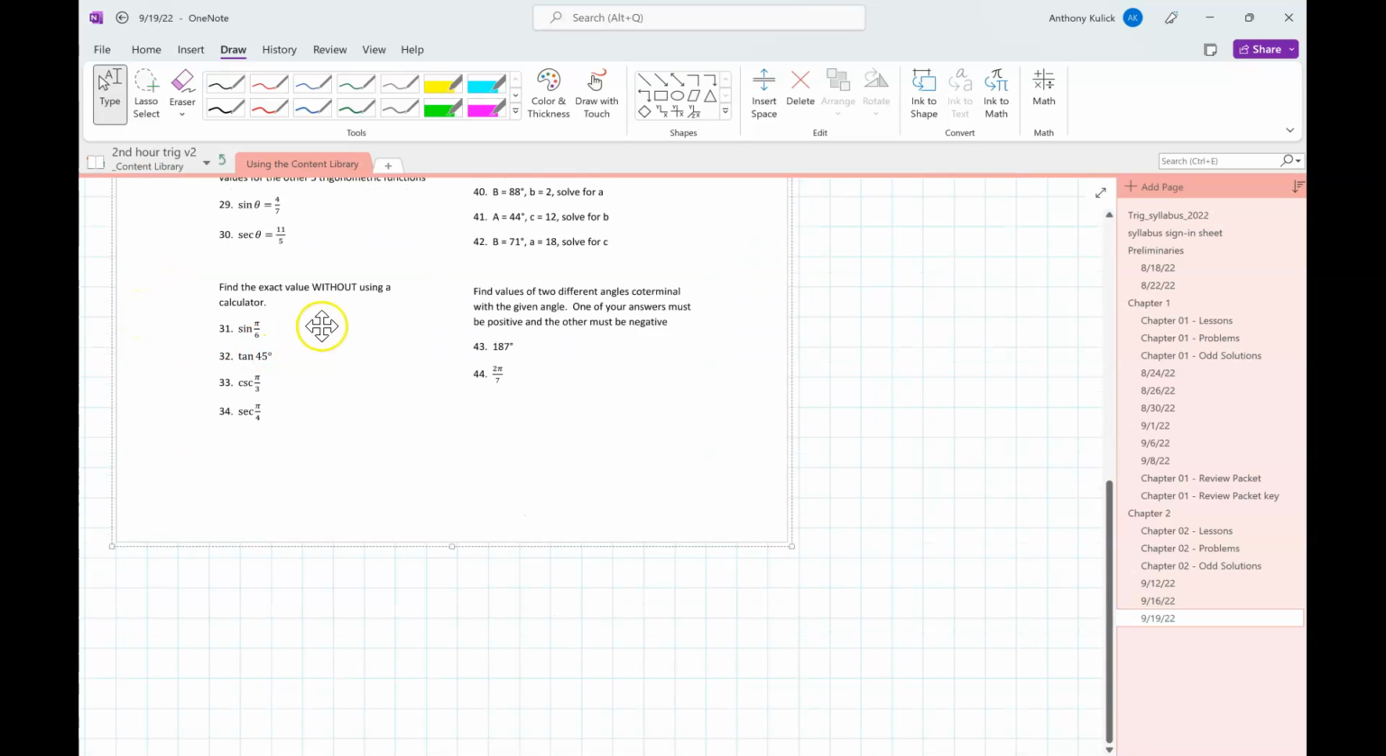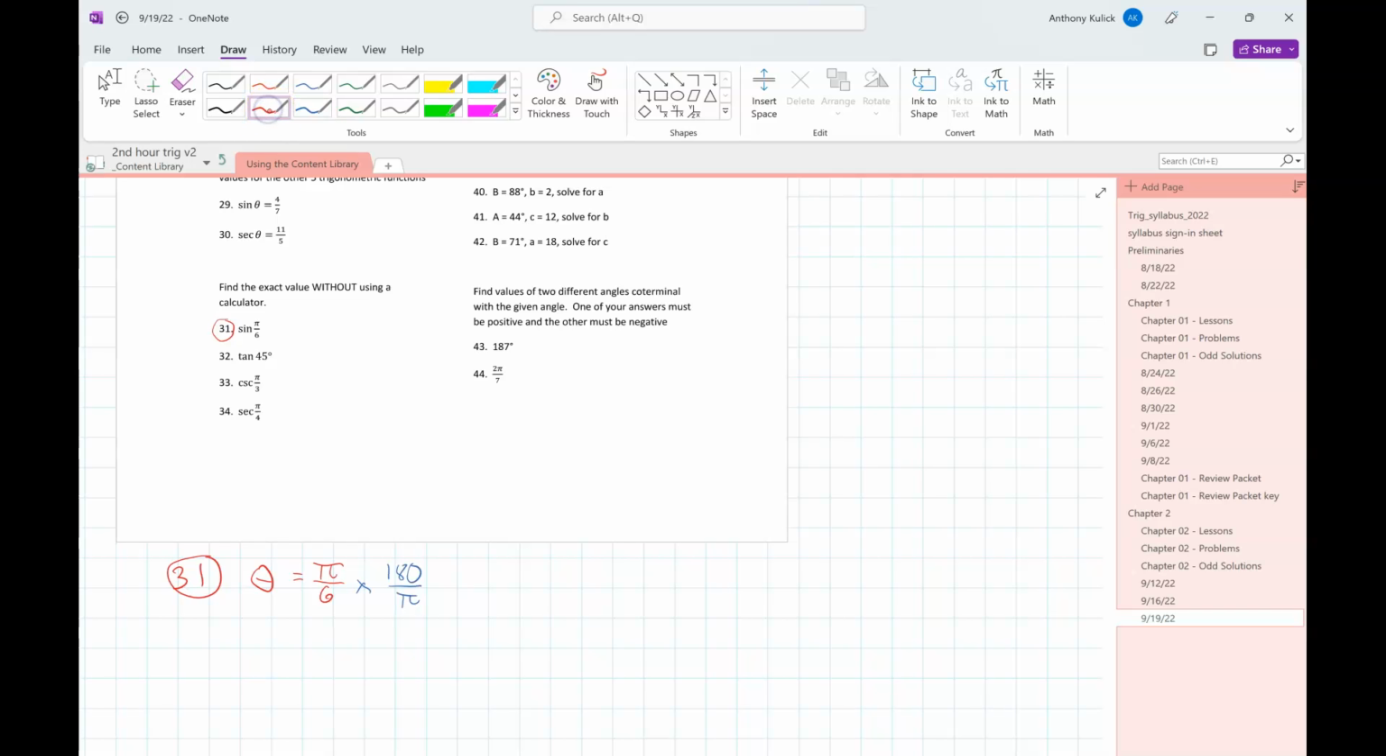Okay, 31 says find the exact value without using a calculator. So the tricky part here on 31 is that the angle measure you're given isn't in degrees, but rather in radians. What I would recommend here is just converting this angle measure to degrees, since it'll be easier at that point to use our 30, 60, 90 and 45, 45, 90 triangles. So to convert from radians to degrees, I multiply by 180 over pi. That was our conversion factor.